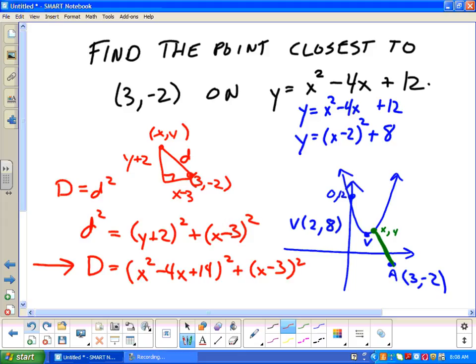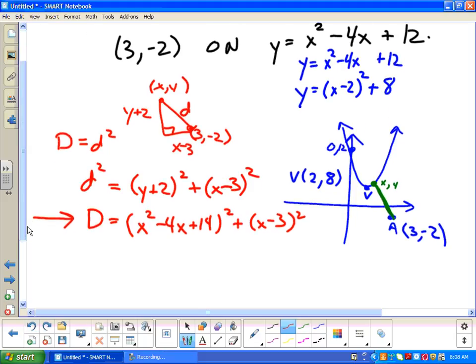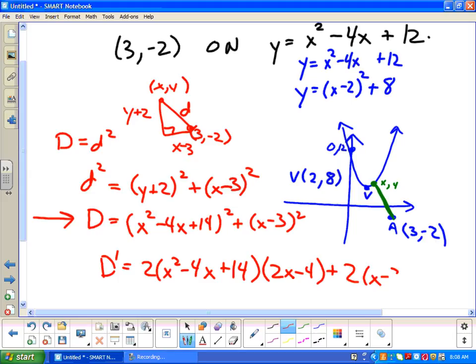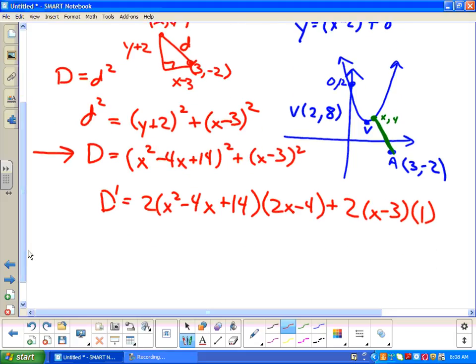Once you say that, what do you want to do? Take the derivative and set it equal to 0, because you know it'll be a min or a max. So I'll do that. I'll get d prime equals, chain rule, 2 times (x squared minus 4x plus 14), times the derivative, yucky, (2x minus 4), plus 2 times (x minus 3). And again, the inside of this is 1. I want to make sure you guys realize we did the chain rule twice. This becomes a cubic.